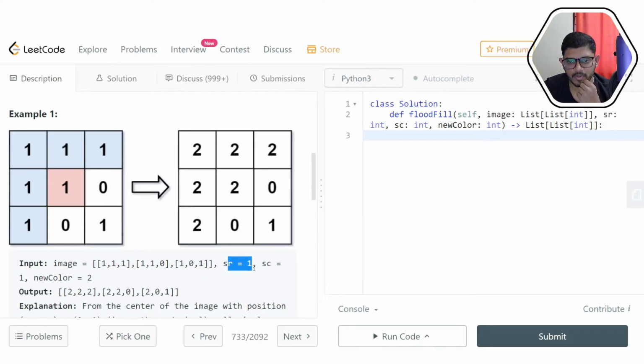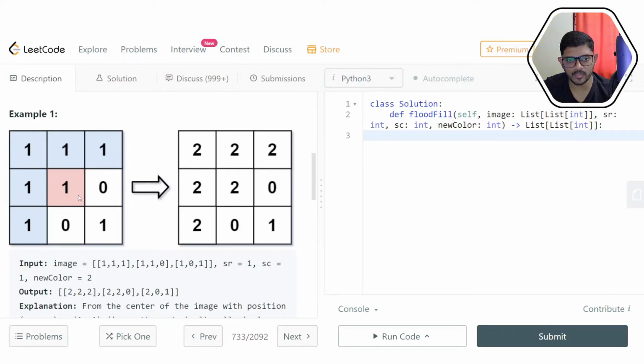SR is given to be 1 and SC is also given to be 1, which means we have to start the process of flood filling at this particular cell 1, 1. Please understand everything is 0 indexed. So it is going to be 0th row, first row, second row, 0th column, first column, second column. So 1, 1 is over here.